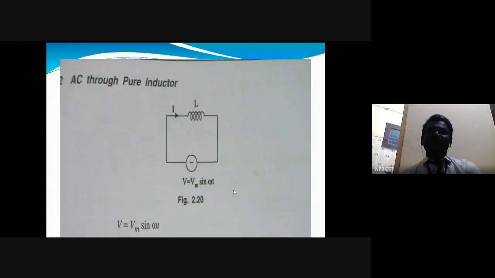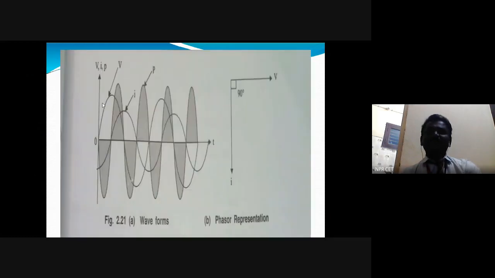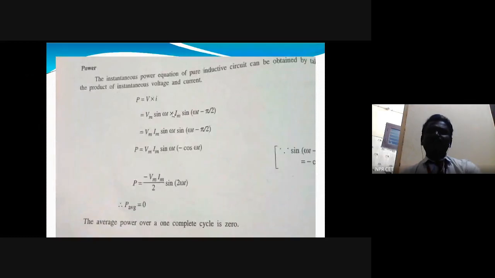Then pure inductance. A coil is connected across the AC supply. Here are the voltage waveform and the current waveform. The voltage vector V leads the current vector I by 90 degrees, so the current lags behind by 90 degrees. The voltage is Vm sin omega t, and the current is Im sin (omega t minus pi by 2), where pi by 2 is 90 degrees. So Vm Im sin omega t times minus cos omega t gives the average power as Vm Im by 2 sin 2 omega t. The sin 2 omega t average value is 0, so the average power is 0.